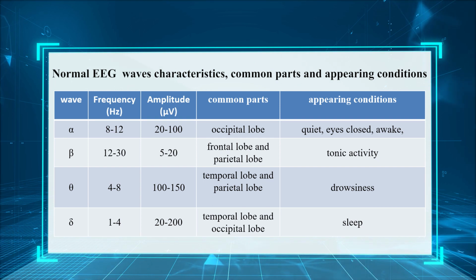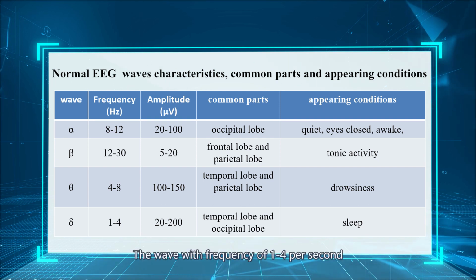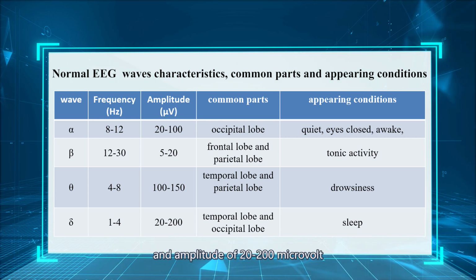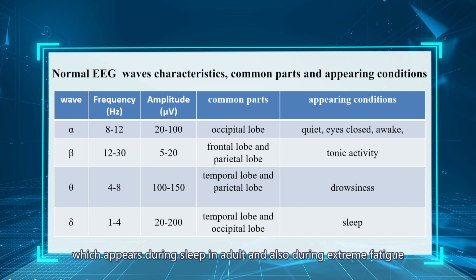Delta wave. The wave with frequency of 1 to 4 Hz and amplitude of 20 to 200 microvolts, which appears during sleep in adults and also during extreme fatigue.